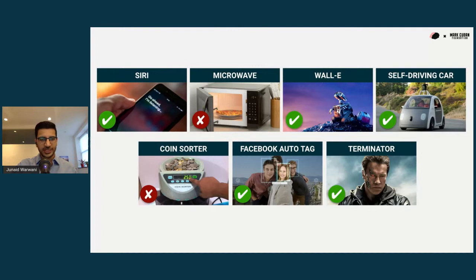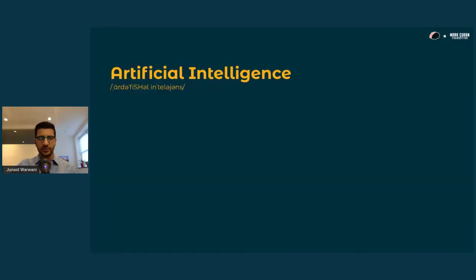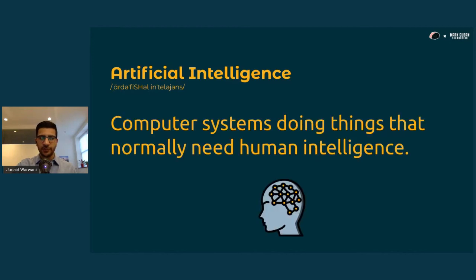Now, examples are great, but let's get a little bit more technical about this. If you were to look up a definition of artificial intelligence, this is one that you might come across: artificial intelligence is computer systems doing things that normally need human intelligence. What do we mean by computer systems? These are things like your laptop, or your smartphone, which is a really great example. And things that normally need human intelligence are things like writing a poem or giving a lecture to a classroom. We normally require human intelligence to do these.